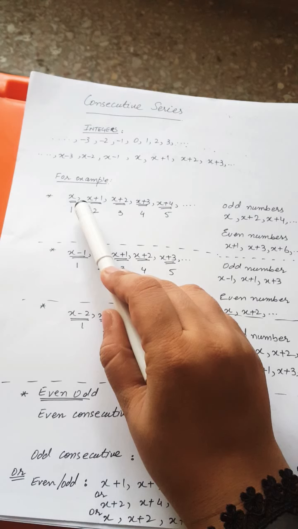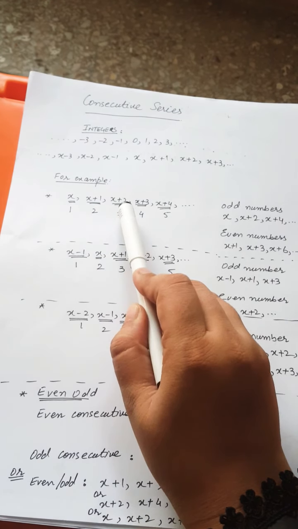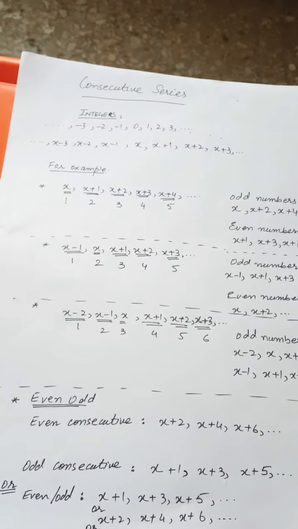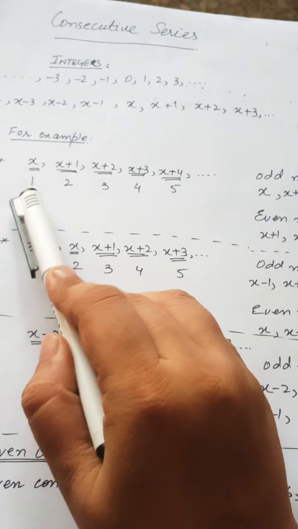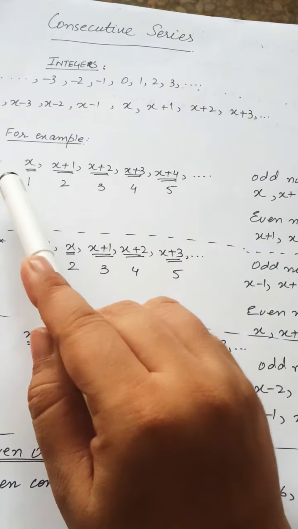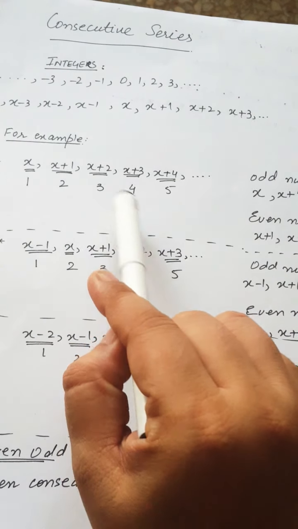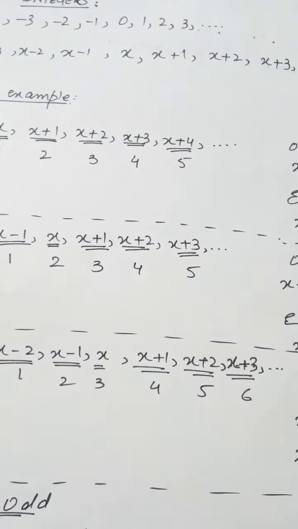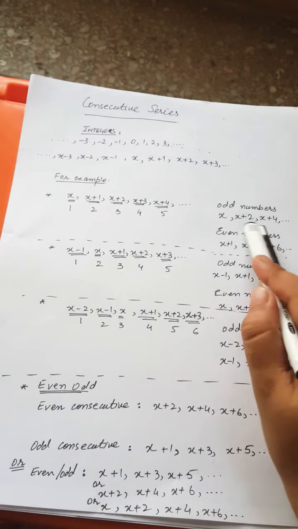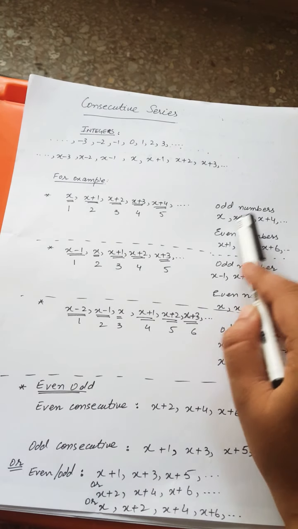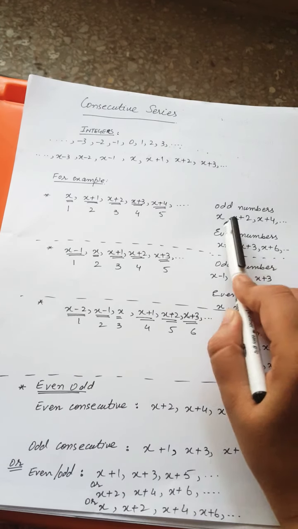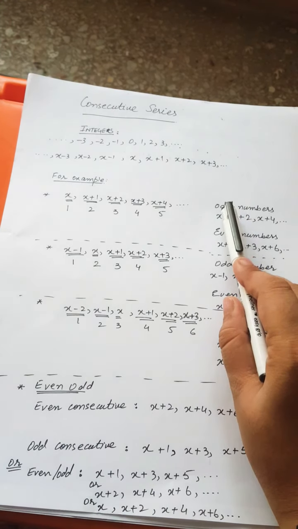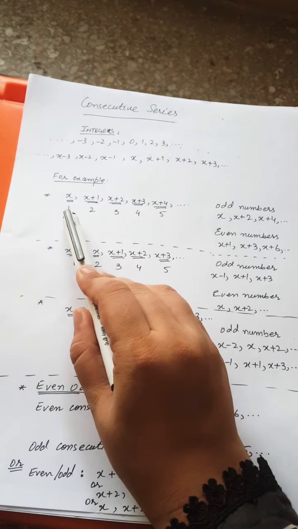Now see, for example, you have x, x plus 1, x plus 2, x plus 3, x plus 4. In this situation I have selected a series starting from this x: 1, 2, 3, 4, 5 and so on. So if I want to write the odd numbers, what would it be? Odd numbers: x, x plus 2, x plus 4. How have I selected that? Even though 2 and 4 are even numbers, I have selected them for the odd positions. Just look at the series I have started from.